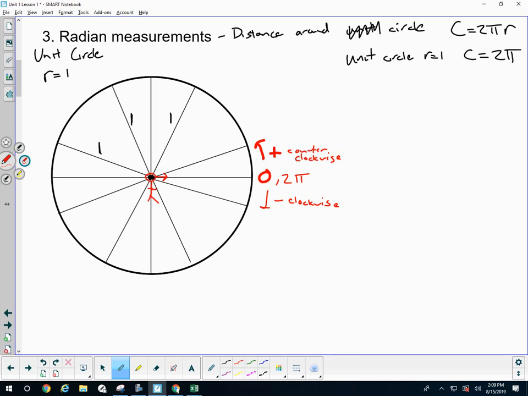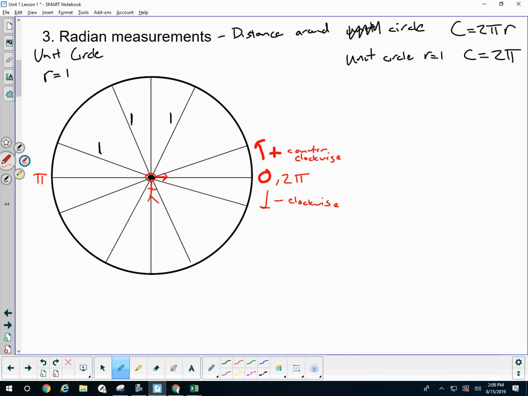Now, what if I wanted to just go halfway around the circle? We know that as being 180 degrees. Well, what's halfway between 0 and 2 pi? Pi. Well, pi is 180 degrees.